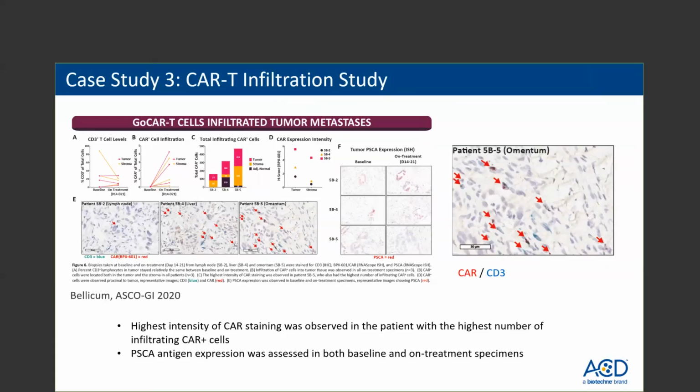It is depicted here in the rightmost image as red dots, which show CAR positivity in the sample, and green dots, which show CD3 positivity in these samples. You see that in some cells which are red positive, you would see green staining as well, as indicated by the red arrows. And you also see some infiltration by just CD3-positive T cells.